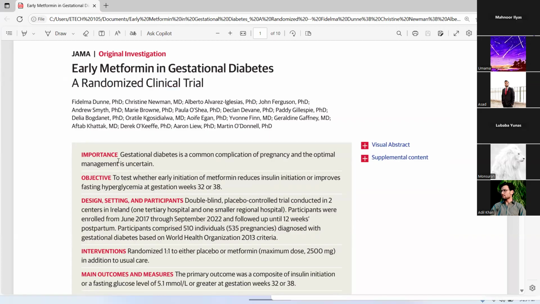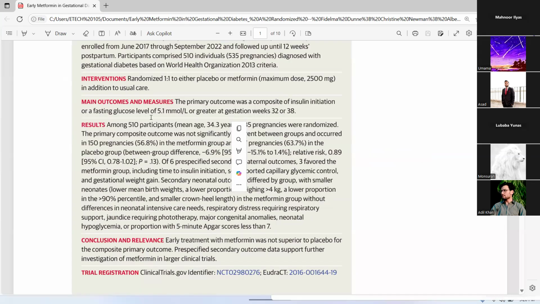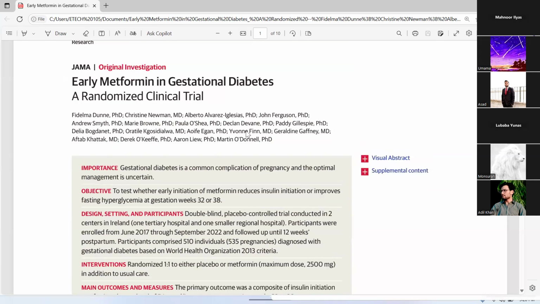Now, I can see the objective of this study: to test whether early initiation of metformin reduces insulin initiation or improves fasting hyperglycemia at gestation week 32 or 38. This is the objective of my study. And you can see again from here, it is a double-blinded placebo-controlled trial. So the third thing I got from this is that my intervention is metformin, the patient population is gestational diabetes, and it is placebo-controlled. Control group is placebo.